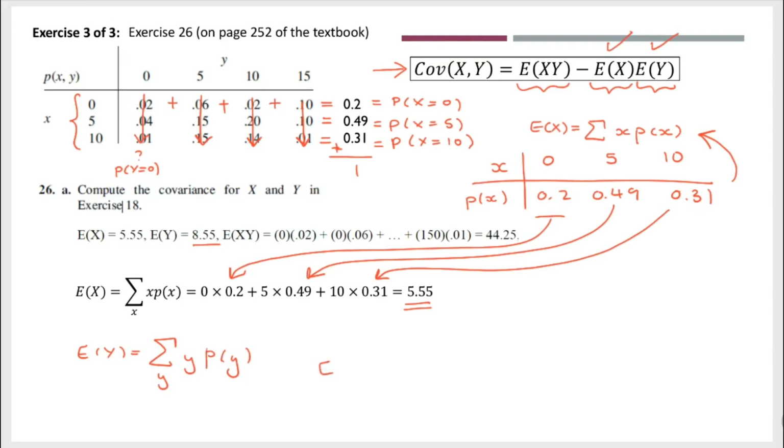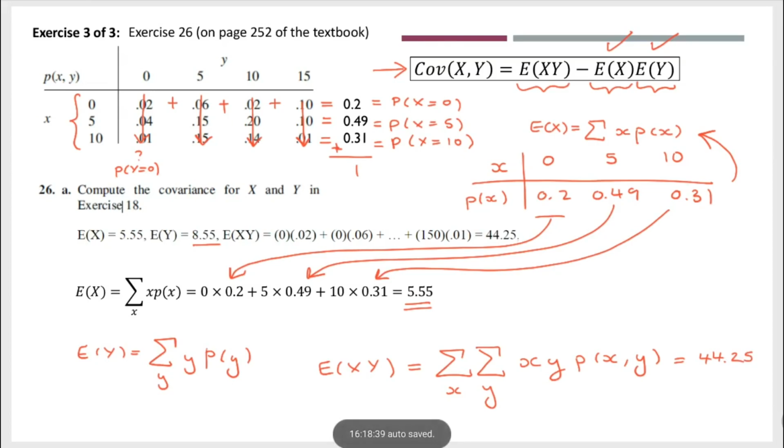And then for the expected value of xy, we've already done an example like this. You're going to follow the same process where you'll take the summation over all the x and y combinations, substitute x and y, and multiply it by the corresponding probability of x and y according to your table. So this should give you your answer of 44.25. So that is going to give you your expected value of xy.